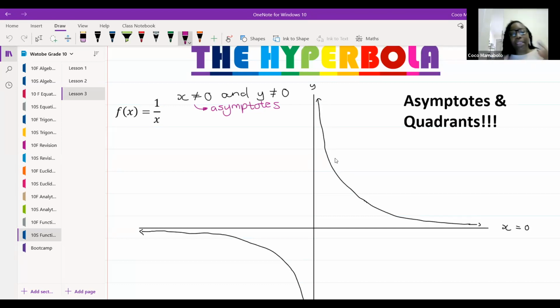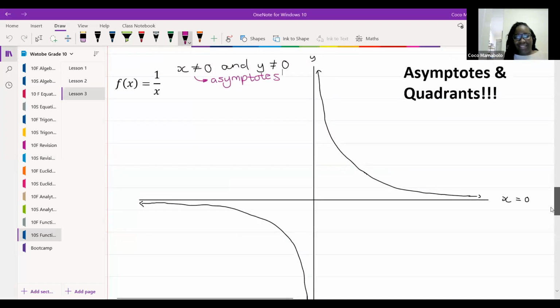Both of them are asymptotes. So x cannot be equal to 0 and y cannot be equal to 0. And this is where the idea of these graphs being like this comes from, the fact that x can't be 0 and y can't be 0. Now, those are the asymptotes. When we talk about quadrants, our Cartesian plane is always, oh, sorry.